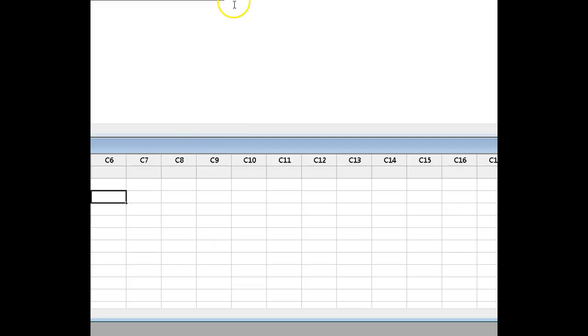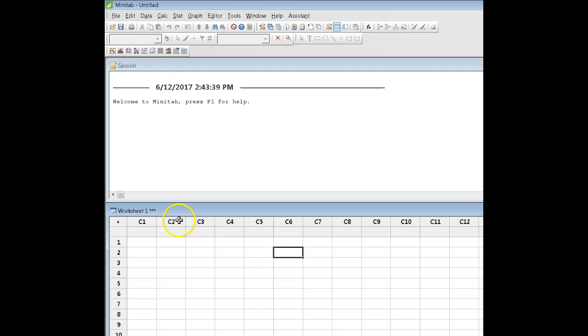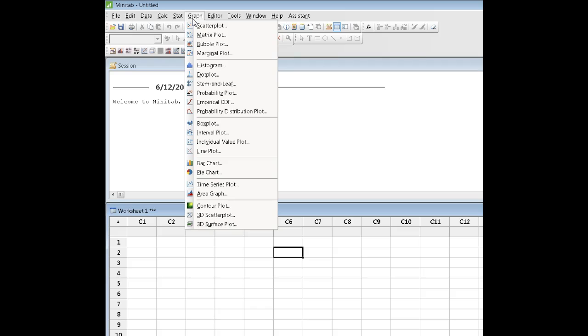So let me open up Minitab here. Once we're in Minitab, we're going to go to the Graph tab, and we're going to use something called the probability distribution plot. Be careful, because there is also something called a probability plot. That plot tells me whether or not my data meet a normal distribution. This one will show me the area under the curve and answer questions involving probabilities and proportions and percentages and that kind of thing.